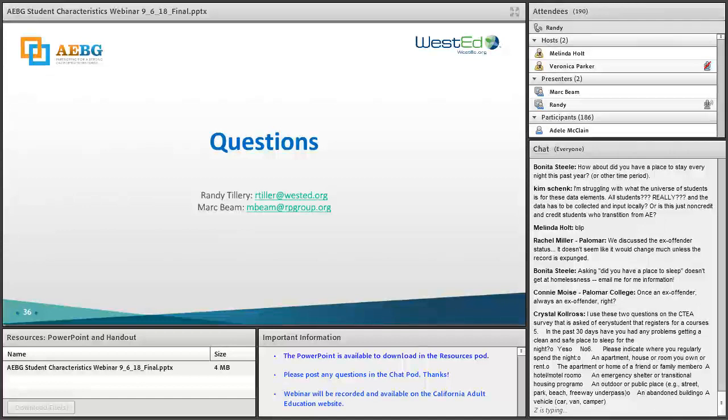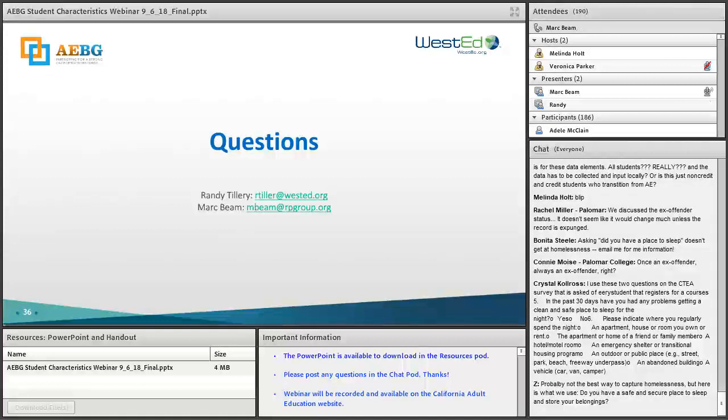So the intent of collecting this data is really for the field. It's meant for practitioners, particularly in non-credit adult education programs, to be able to look at how they're serving different discrete populations. It is not tied to funding in any way that I'm aware of.